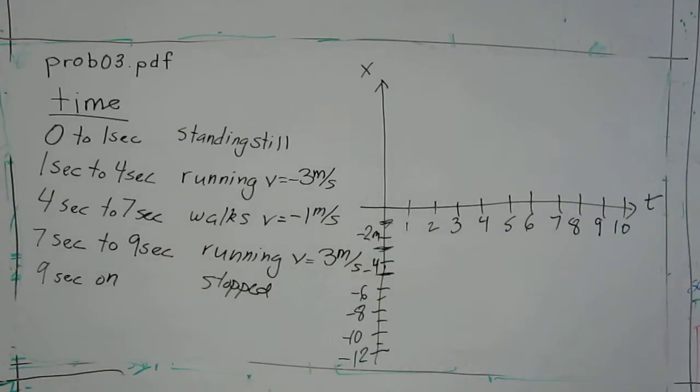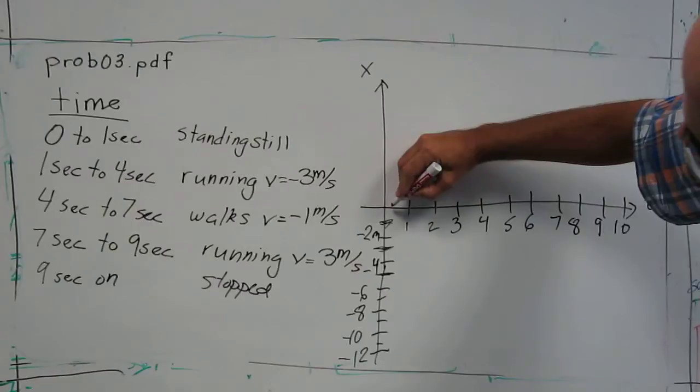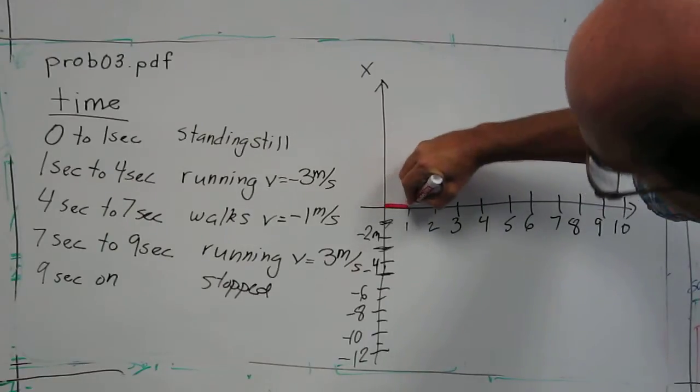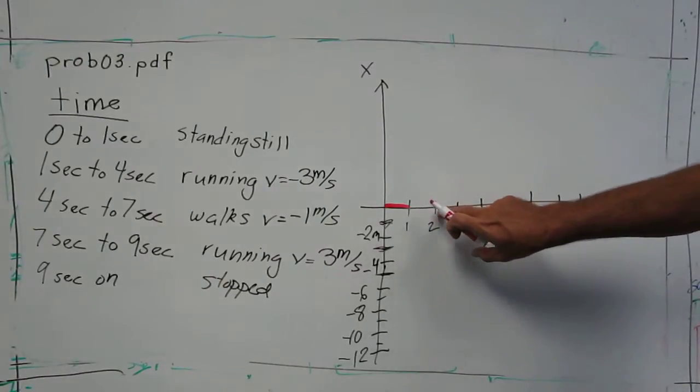So the first thing I'm going to do is to do standing still. So from 0 to 1 second, the person stands still. This is definitely the easiest part here. So their position is at x equals 0. It stays at x equals 0. All right. Now they run for 4 seconds, 3 seconds, but that's 2, 3, 4.